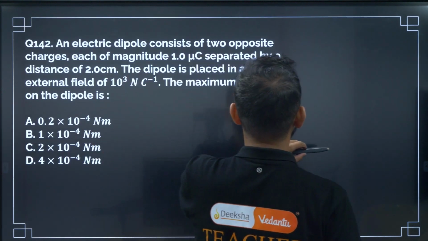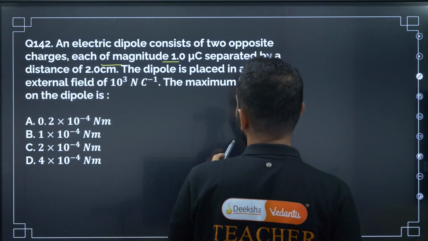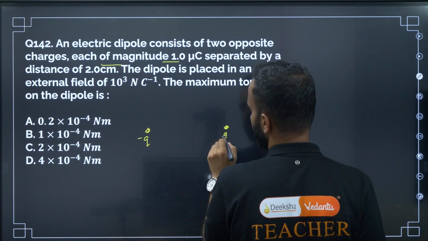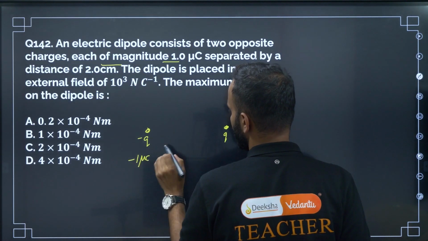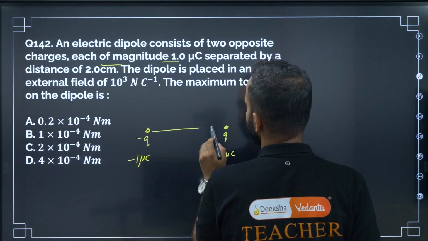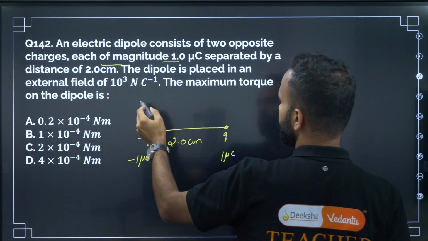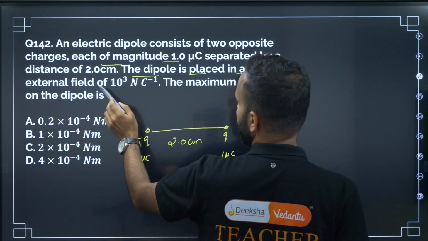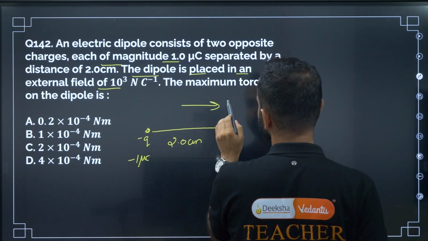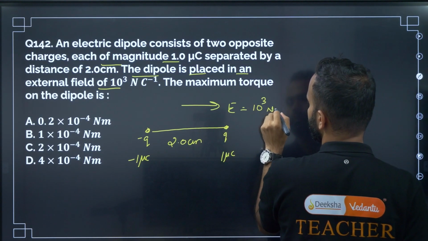An electric dipole consists of two opposite charges, each of magnitude 1 microcoulomb. Here minus q charge and plus q charge. Okay, it has minus 1 microcoulomb charge and 1 microcoulomb charge, separated by distance 2 centimeter. The dipole is placed in an external electric field of 10 to the power 3 Newton per coulomb.